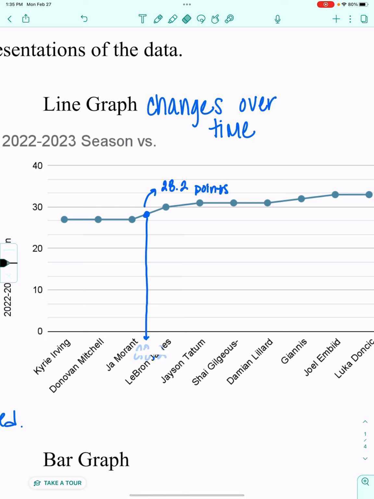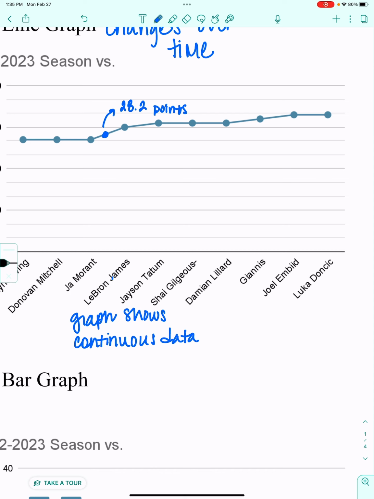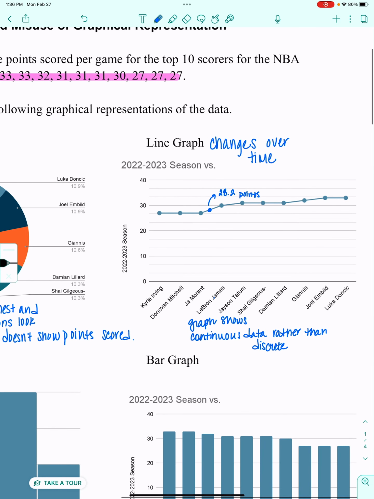So our line graph is showing continuous data, rather than only discrete data, when our points scored in a game are definitely discrete data.